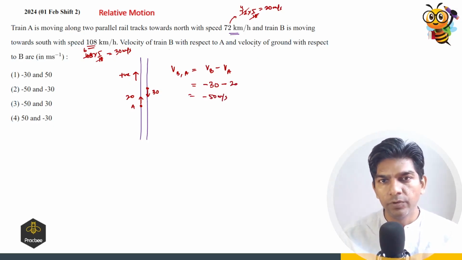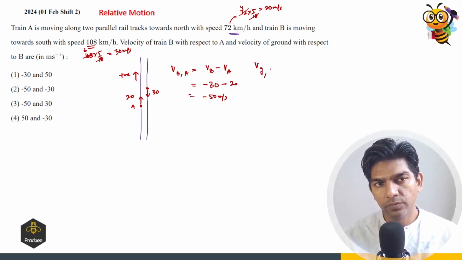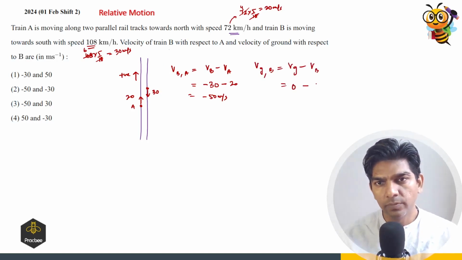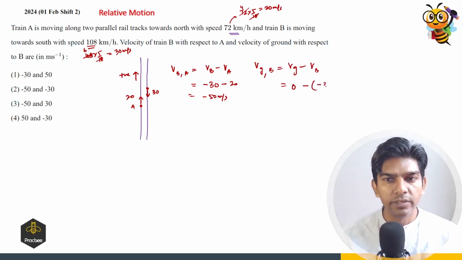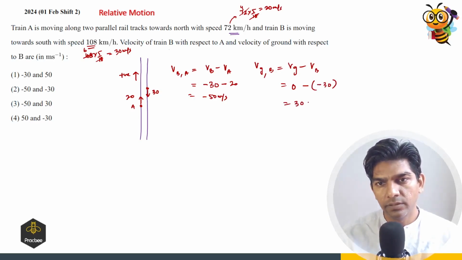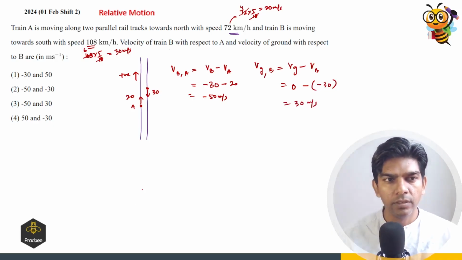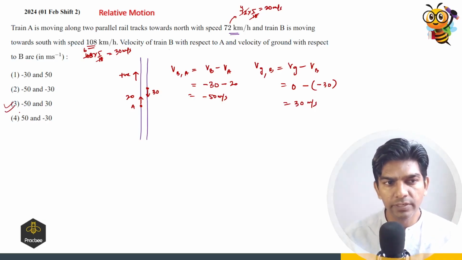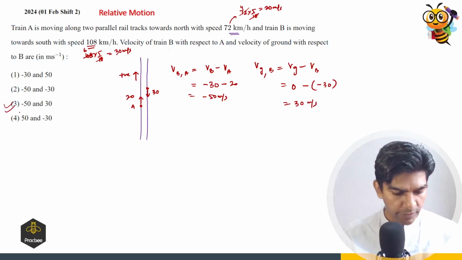And velocity of the ground with respect to B. So velocity of ground with respect to B will be velocity of ground minus velocity of B, and ground is at rest, so that will be 0 minus velocity of B, that will be minus of minus 30. So that will be 30 meters per second. In this question it should be given which direction we have to take as positive. So I have taken upward as positive, and I'm getting option 3 as the right answer, right?